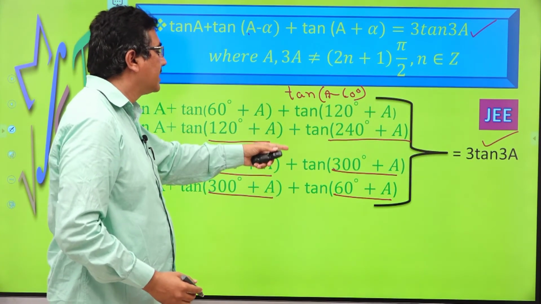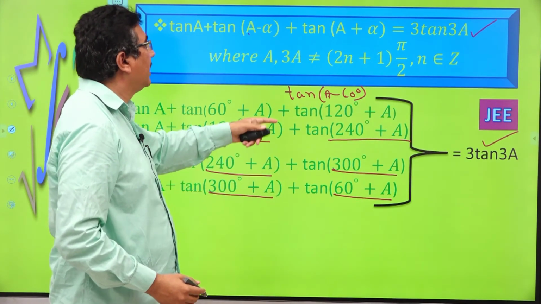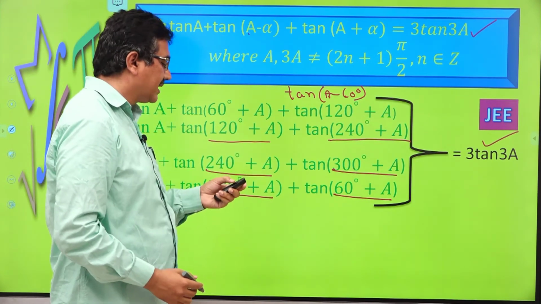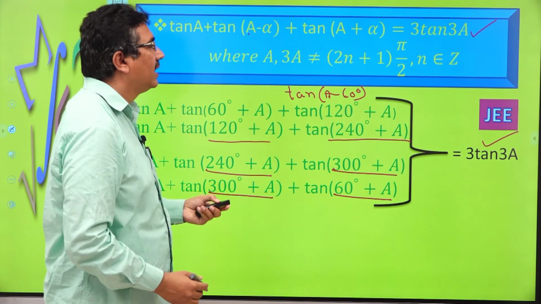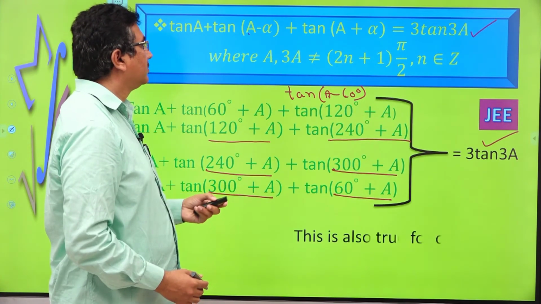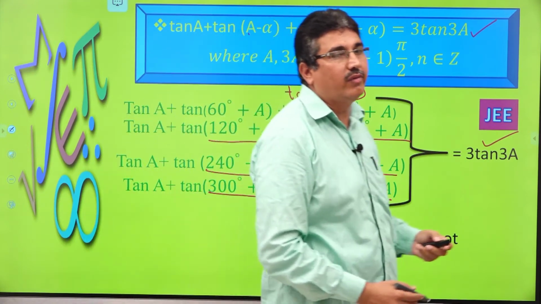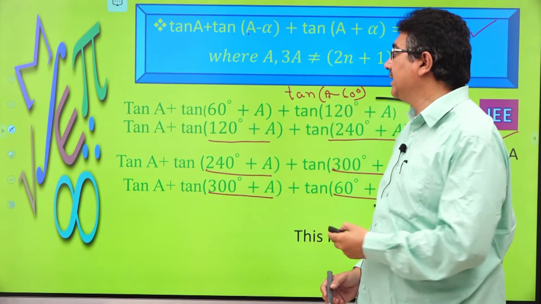Similarly, these three results can be converted into this form. We get that is equal to 3 tan 3A. This is also true for cot.